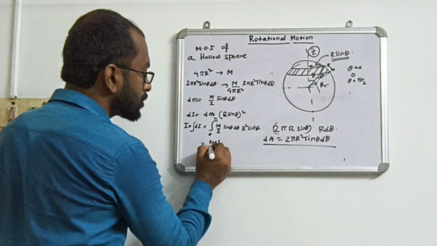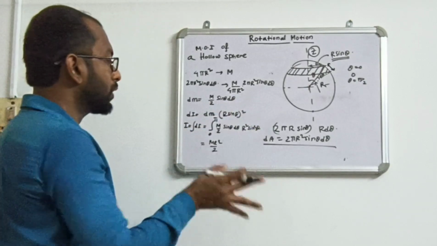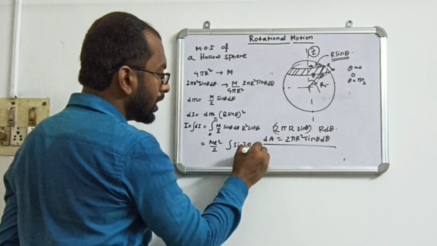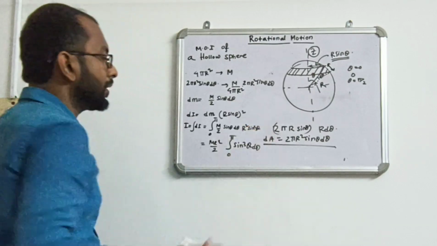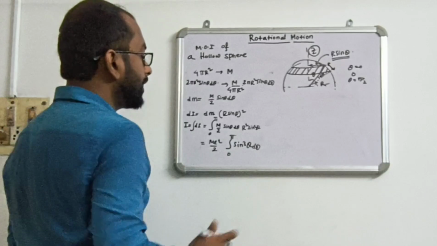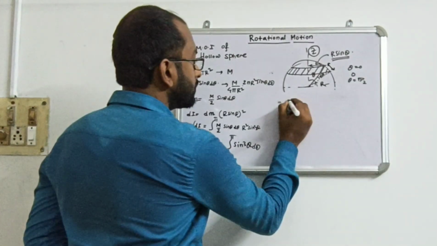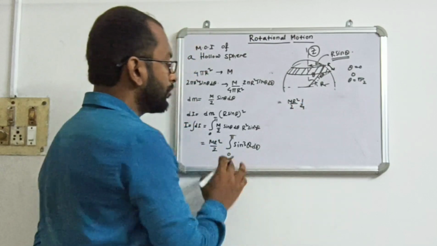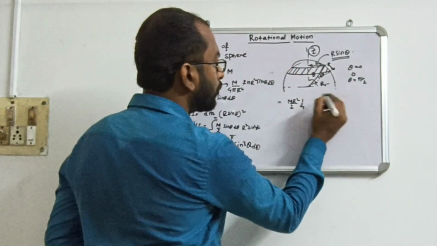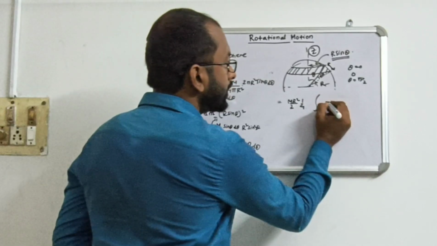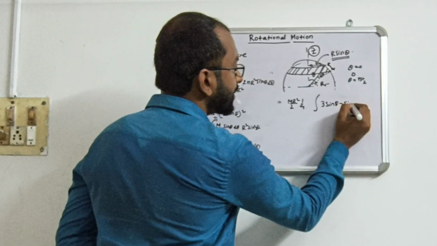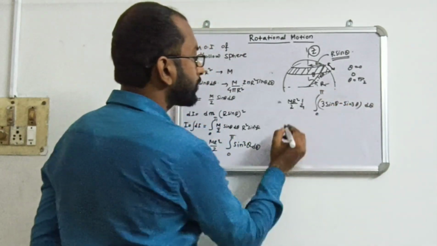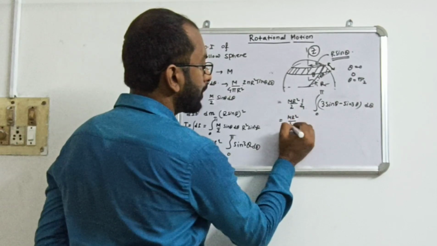So m r square by 2 will come out of the integration because it is a constant for a particular sphere, and it will be the integration of sin cube theta d theta, with theta varying from 0 to pi. And now we will be able to do the integration. M r square by 2, if we multiply with 4 in the numerator and denominator, we get 4 sin cube theta, which is basically 3 sin theta minus sin 3 theta, the formula, d theta, from 0 to pi. We'll do the integration. Here it becomes m r square by 8.